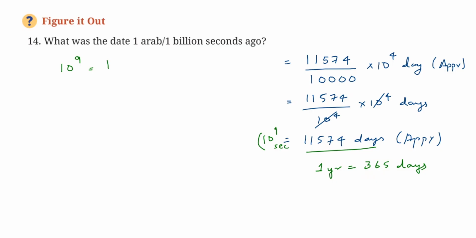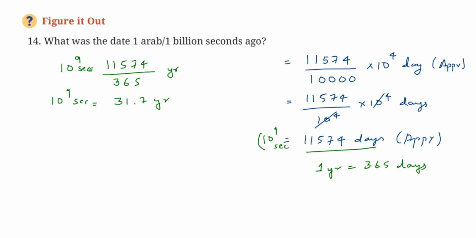So 11574 we will divide by 365 days. Now this will give us years. How many years? I'll write the unit as years because I'm dividing by 365 days. When you divide this, approximately your answer will be 31.7 years. Now we got that 10 to the power 9 seconds is equal to 31.7 years. Now we have to go back 31.7 years from this date.